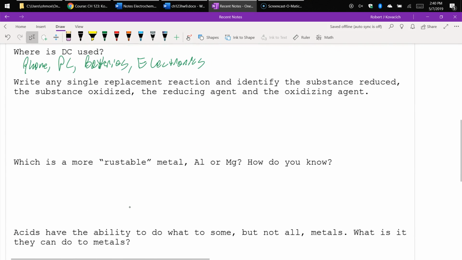All right, write any single replacement reaction to identify the substitutes oxidase. Okay, so give me a metal. Lithium? All right, fine, that's good. Give me a salt. Okay, go easy with this. So what do we end up with?